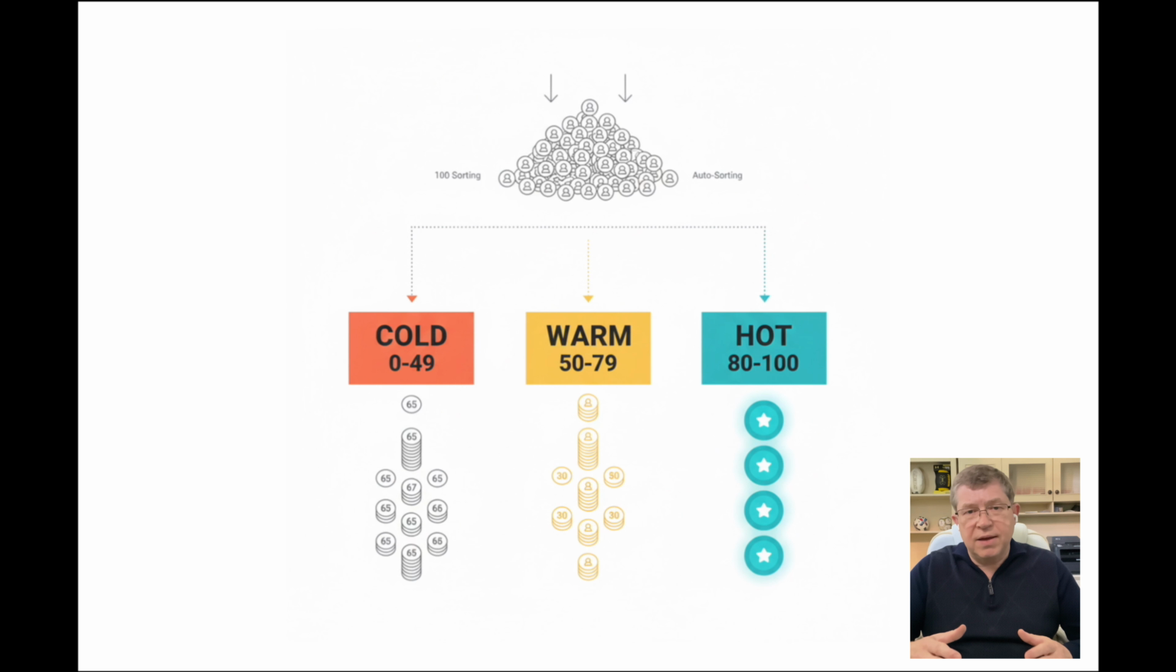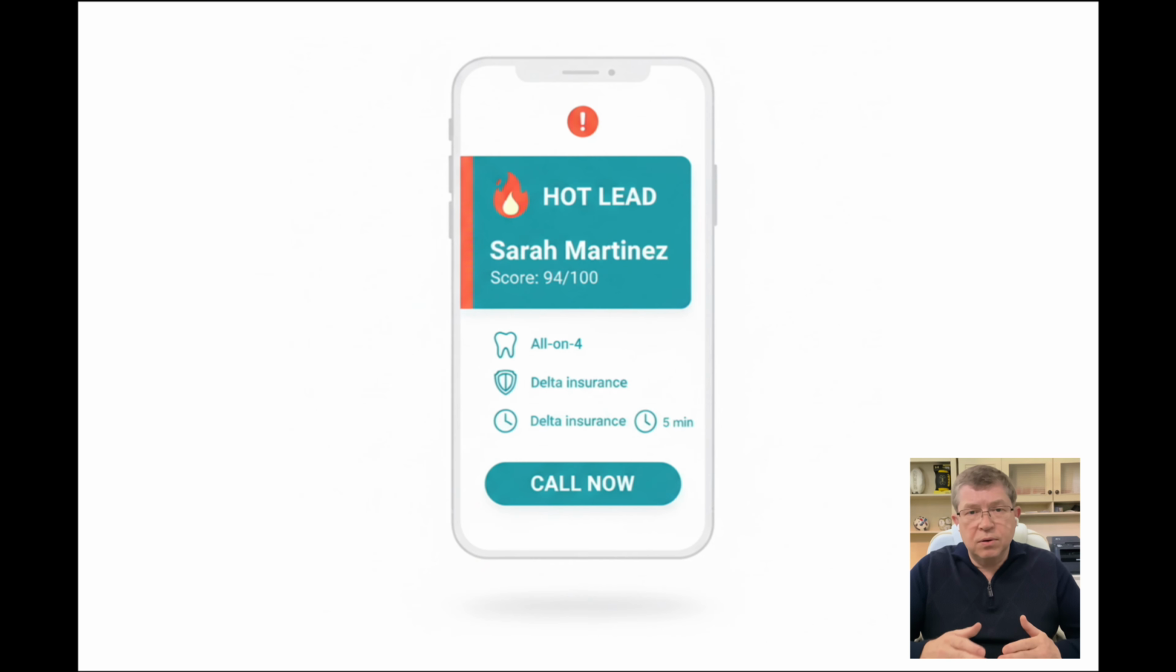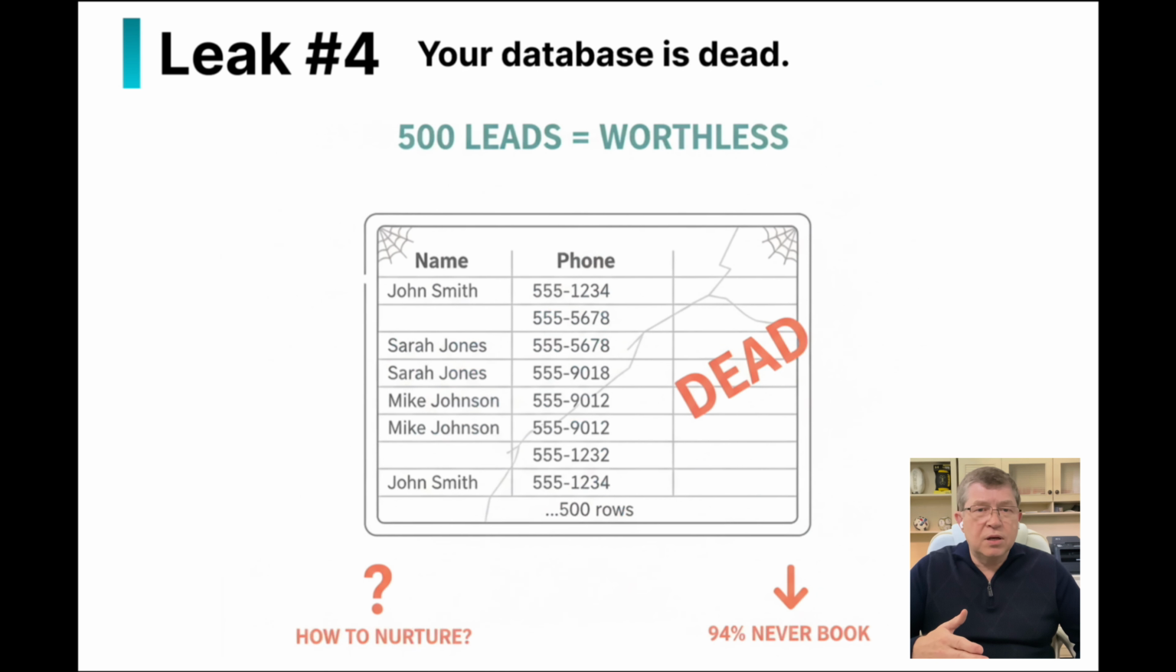Score of 85? Boom. Instant text to your coordinator. Hot lead, Sarah Martinez. Wants all-on-4, has Delta insurance. Call in the next 5 minutes. Your team stops cold calling. They only call people who are ready to schedule. Way less burnout, way more bookings.